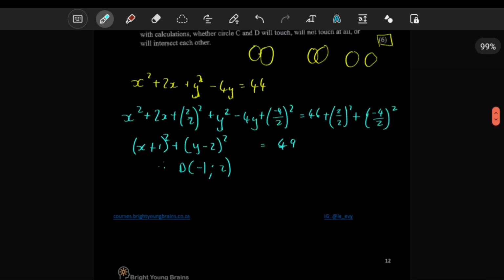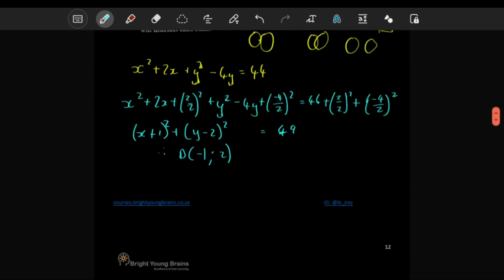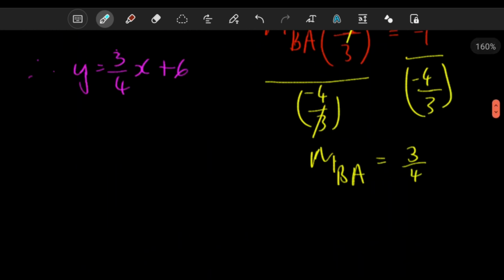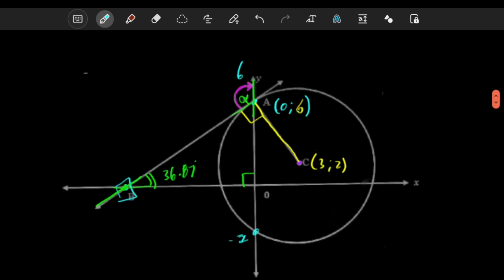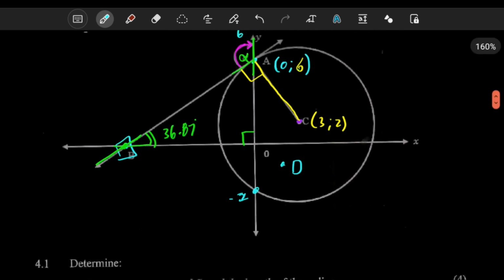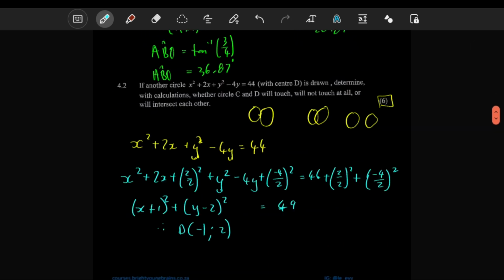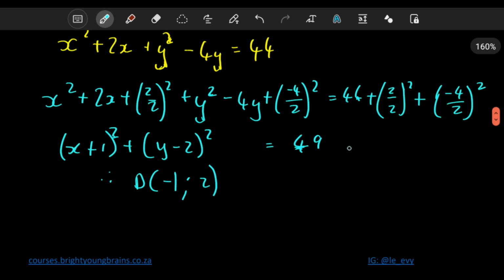So all you have to do is think of C and D. Wherever D is, let's see, negative 1 and 2. So let's just estimate negative 1 and positive 2, somewhere here. D is somewhere there. So if D is somewhere here, the radius of this circle is 7, radius equals 7.